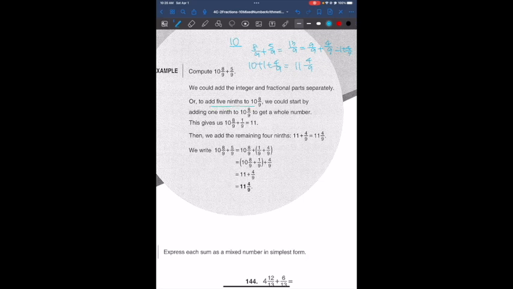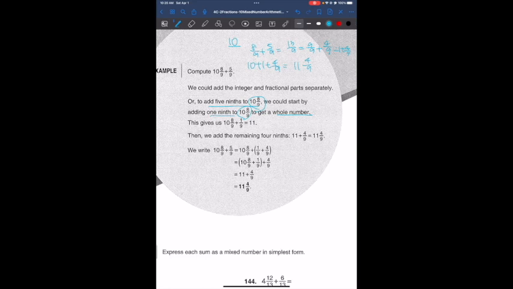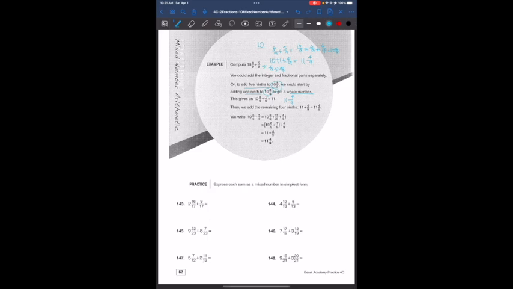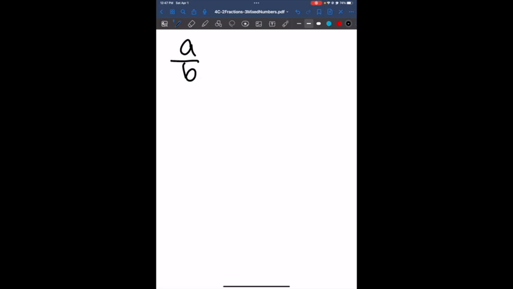Or to add 5/9 to 10 and 8/9, we could start by adding 1/9 to 10 and 8/9 to get a whole number, and then since we took 1/9 out, we would have 4/9 remaining, and so we could do 11 and 4/9. There are multiple ways to approach these types of questions, and it depends on what you prefer. If we have the same denominator and we want to add, then we keep the denominator because it's the same, so it's a common denominator.